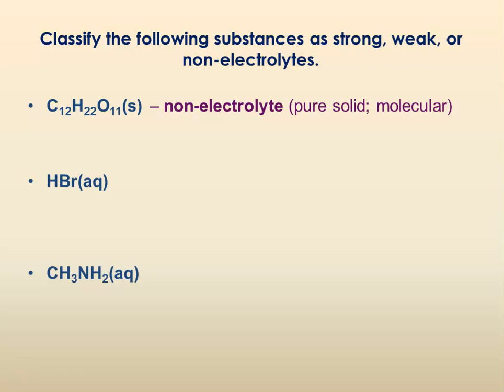HBr in its aqueous form is one of your 6 strong acids, so that would be a strong electrolyte, and so it would completely dissociate.